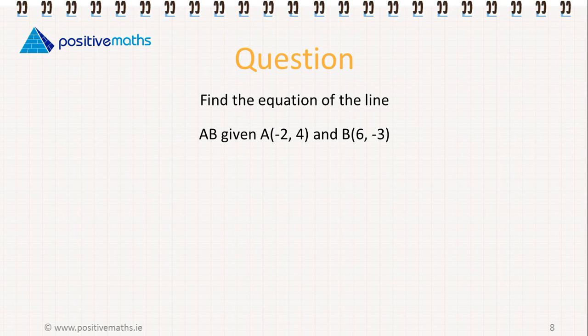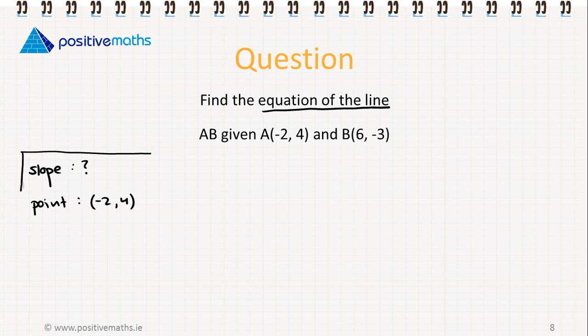For the next question, we need to find the equation of the line AB given 2 points. So we're given A and we're given B. Again, we want to recall the 2 bits of information we need for the equation of the line. We need 1 point, so here we have 2, and we need the slope. We're not given the slope. The point that we're going to use, we can use either one. So let's just say we'll use minus 2 and 4. So we have the point, but we do not have the slope.